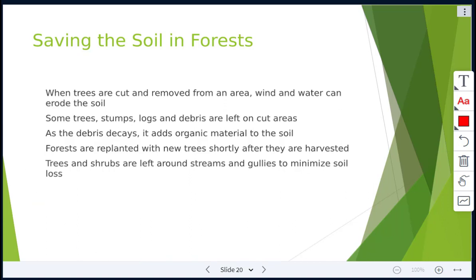All right, so saving the soil in forests. When trees are cut and removed from an area, wind and water can also erode the soil in forest areas too. So what's done now is some trees, stumps, logs, and debris are left on the cut areas. Then as the debris decays, it's going to add organic material to the soil. Forests are replanted with new trees shortly after they are harvested. And then trees and shrubs are left around streams and gullies to also minimize soil loss.